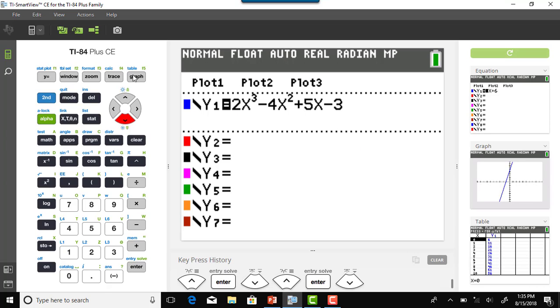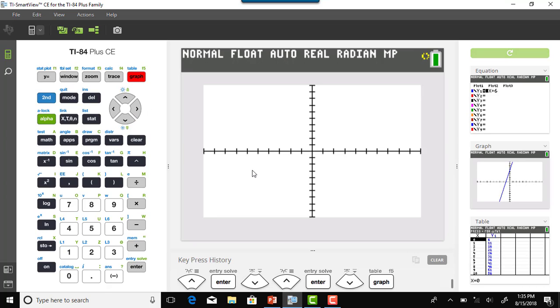When I go hit graph, then I'm going to get this appear, and we'll talk about our window and different things a little bit more. And as you saw in some previous videos that you watched, you have your table and how your table is set up. So let's hit graph. And I may not be in a standard window, but if I'm not, we'll get it into a standard window. So there is my function, y equal to 2x to the third.